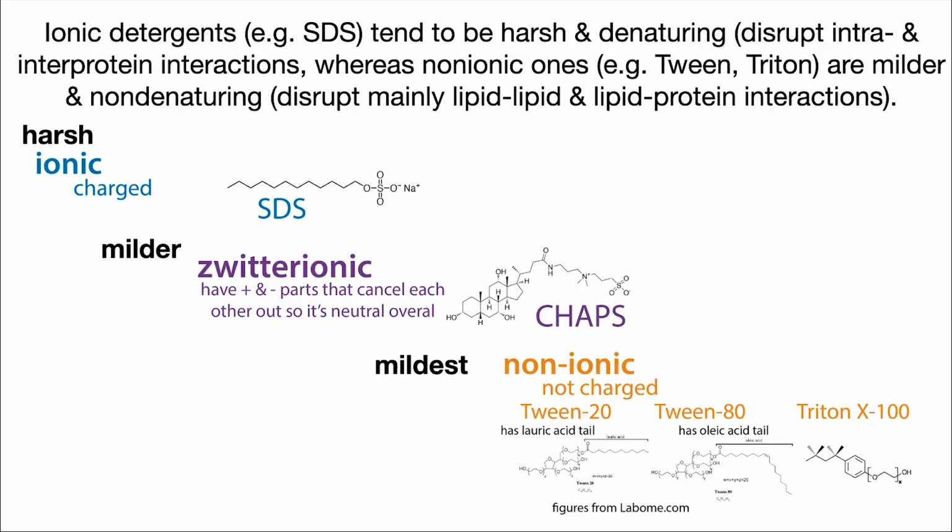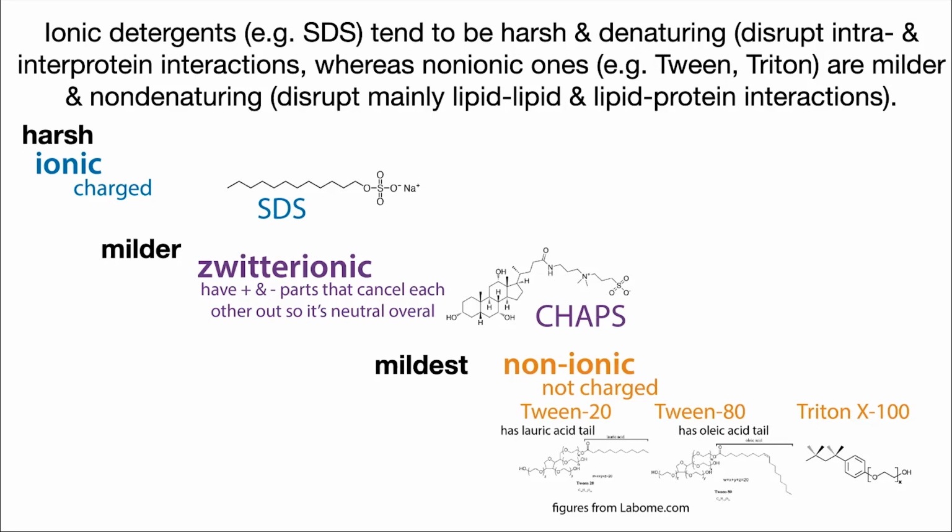Whereas the non-ionic ones are going to be milder. They're going to typically avoid breaking up those crucial protein interactions, and instead just break up the lipid-lipid interactions and the lipid-protein interactions, allowing you to, say, extract a protein from the lipid environment without harming it and without separating it from the other proteins that it's hanging out with. And you can also use these to break open cells, maintaining everything in the state that it's in, mostly.